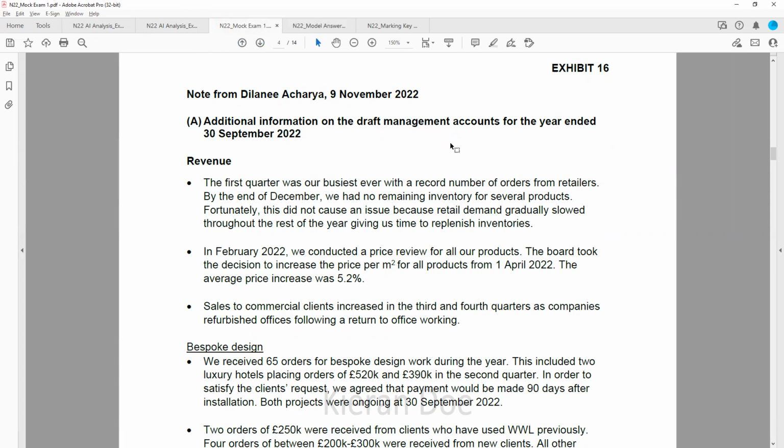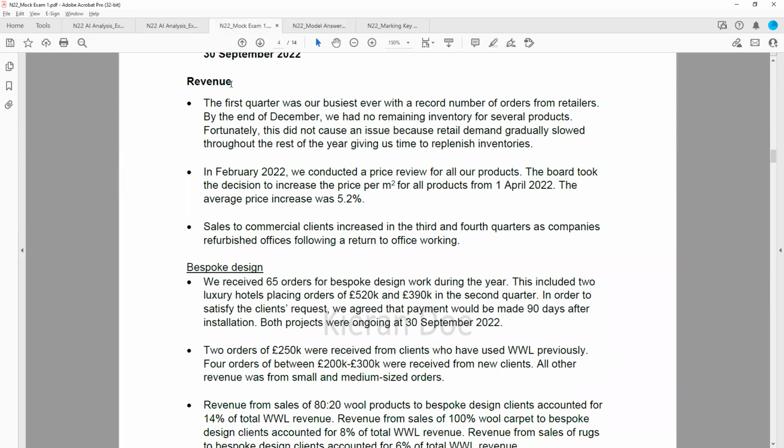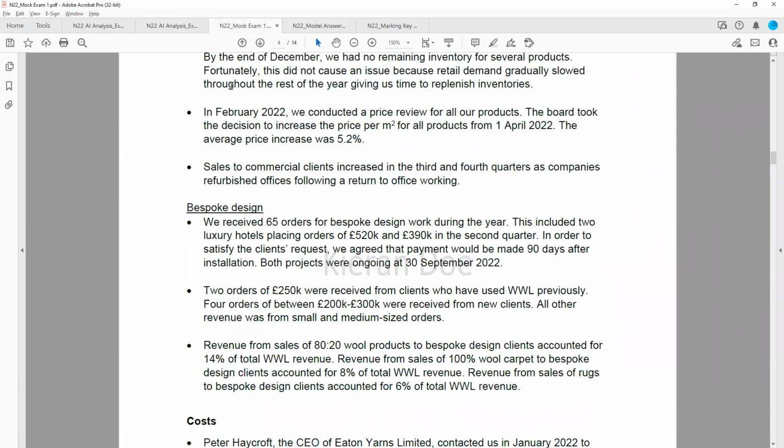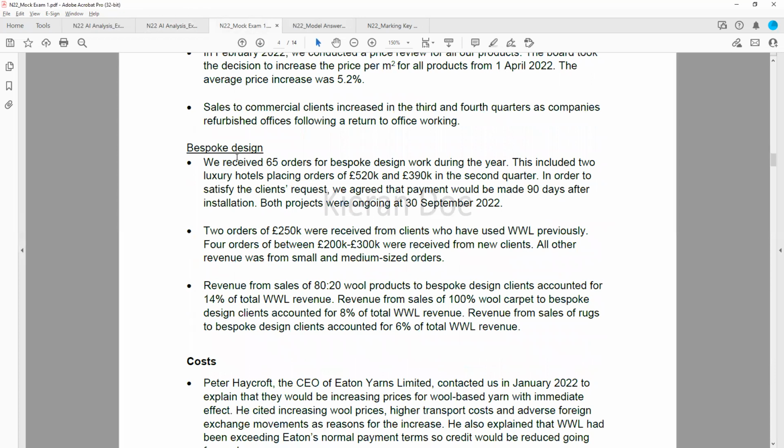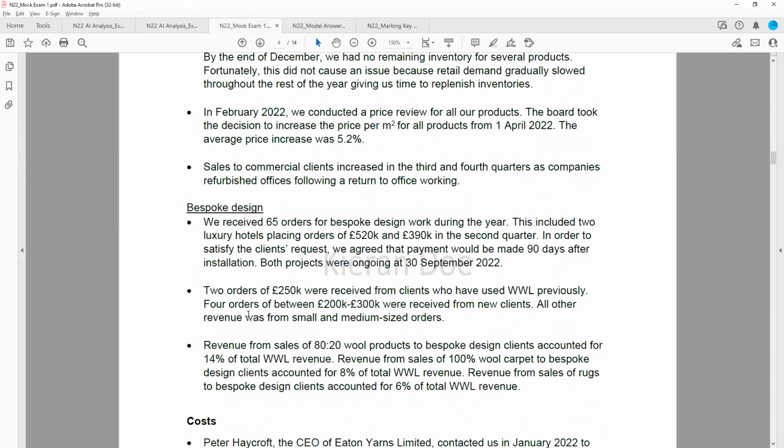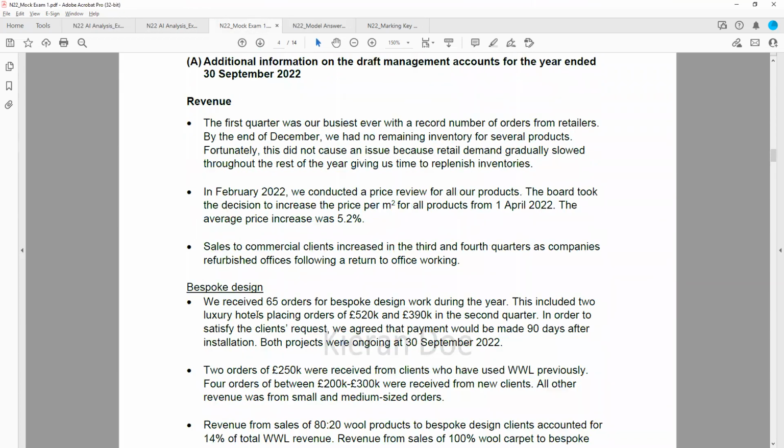Personally, what I like to do is have a quick skim through to see at a high level what type of information I've got. So this has come from the FD, as we'd expect, additional information on the management accounts. This is quite nicely laid out because we've got revenue and then we've got costs. So this is going to be relevant for my revenue section. This is going to be relevant for costs. The examiners tend to present the information in a friendly way.